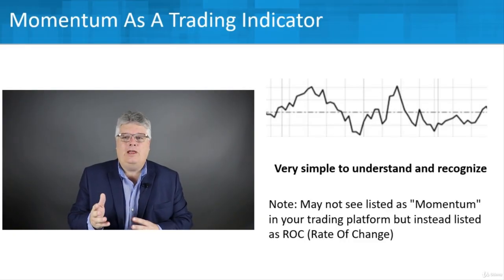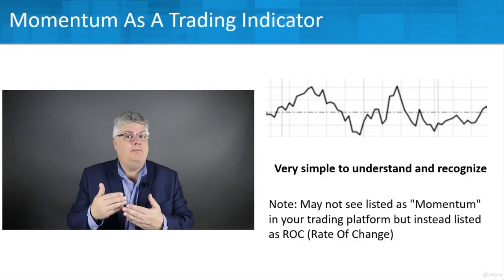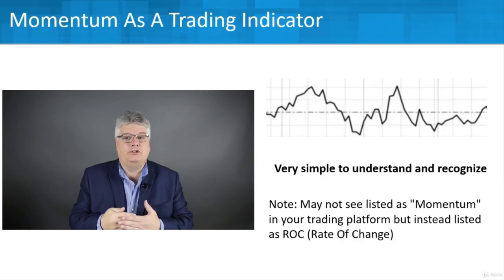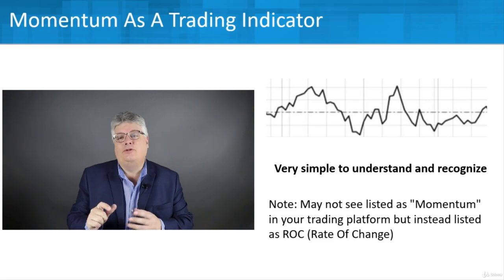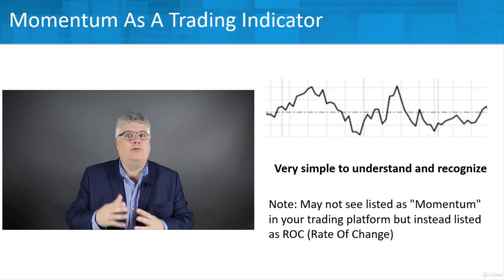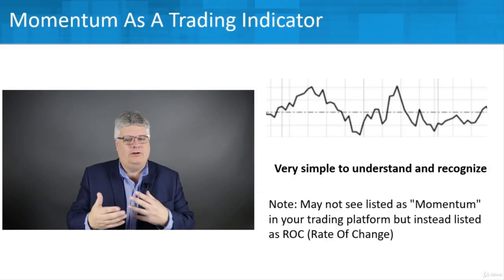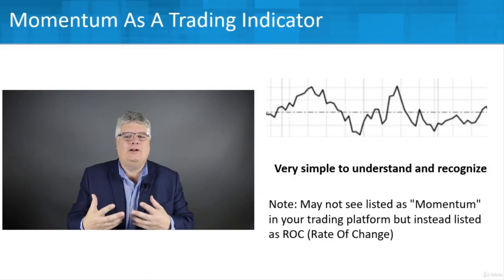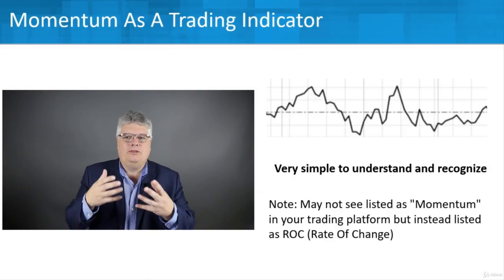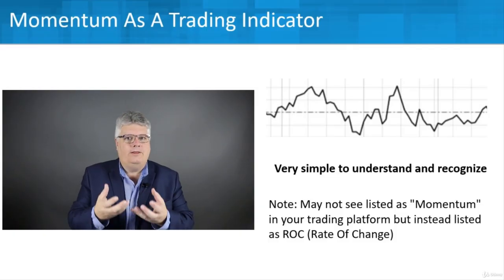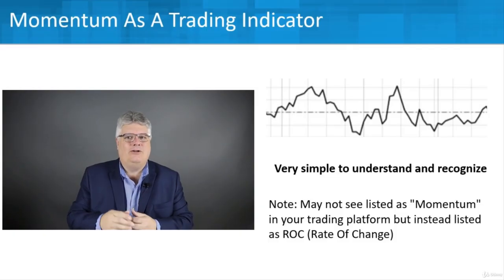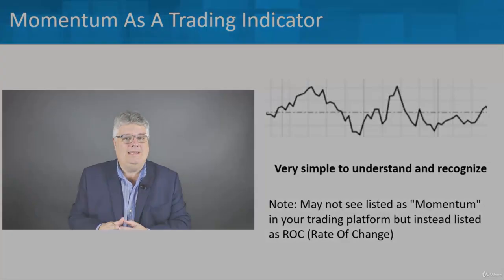By the way, if you're using a trading platform, a lot of times they may not list it as momentum per se. They might call it rate of change, or the abbreviation ROC. So if you see ROC, that's momentum. That's the classic momentum indicator. We're going to learn later about RSI, relative strength index, and the stochastic oscillator, and other types of momentum indicators, but this is the core, basic one that everything builds from. So let's learn about that and use it as a trading indicator.